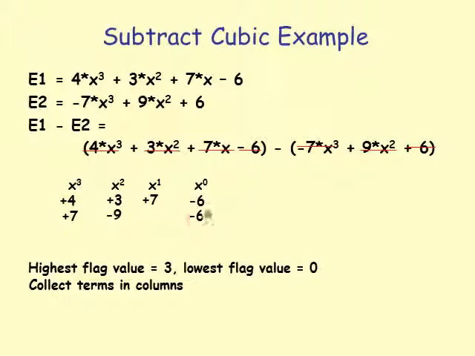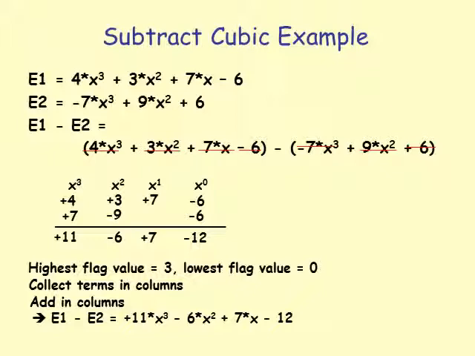This is minus 6. Minus 6 comes in this column, the constant column. Now what we do is add in columns. That gives me, first, the x cubed column is 11, total 4 plus 7. The x squared column is 3 minus 9, which is minus 6. The x column is plus 7. And the x to the 0 column is minus 6 minus 6, which is minus 12. Okay, let's continue. That means I got E1 minus E2 is equal to 11x cubed minus 6x squared plus 7x minus 12.